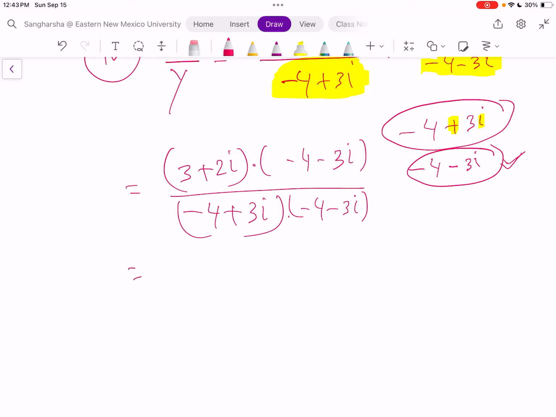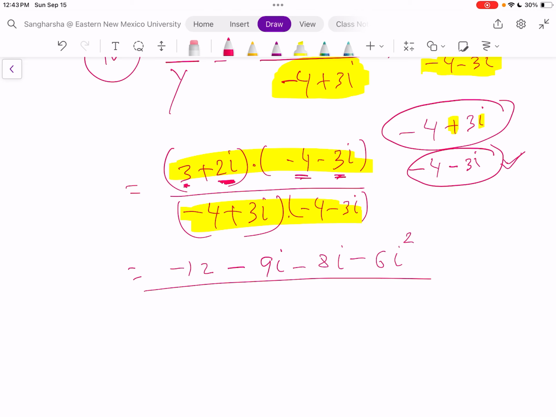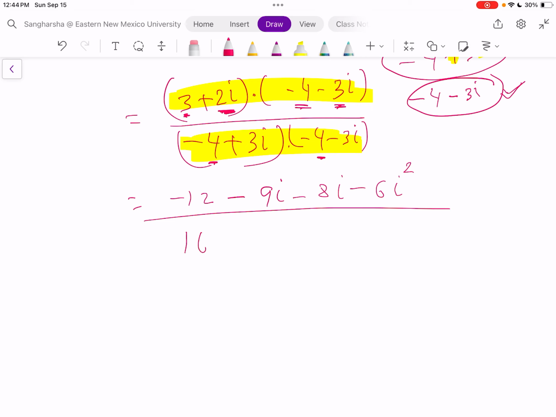I want you to multiply these two complex numbers by yourself, simplify it, and similarly multiply the other two, simplify it, and once you have a real number in the denominator, that's your final answer. Okay, let me go into it. So we use FOIL. 3 times negative 4 is negative 12, 3 times negative 3i is negative 9i, positive 2i times negative 4 is negative 8i, positive 2i times negative 3i is negative 6i squared, divided by negative 4 times negative 4 positive 16, negative 4 times negative 3i positive 12i, positive 3i times negative 4 negative 12i, positive 3i times negative 3i negative 9i squared.